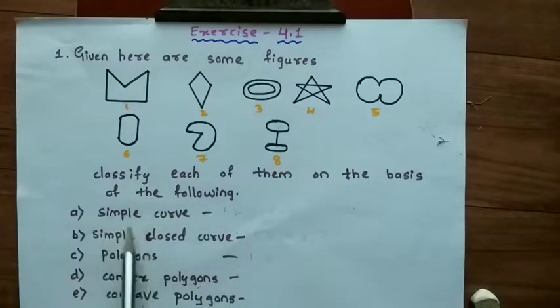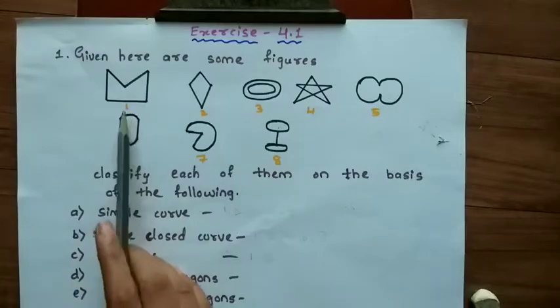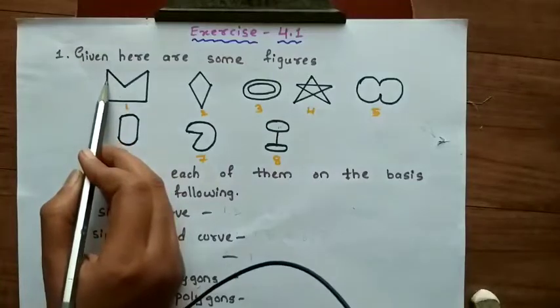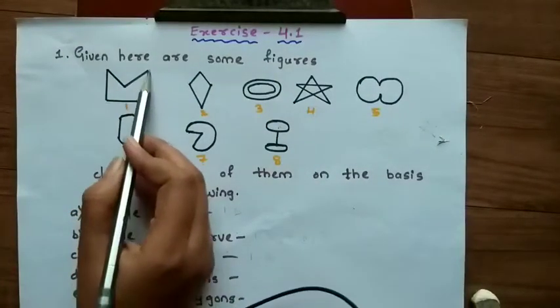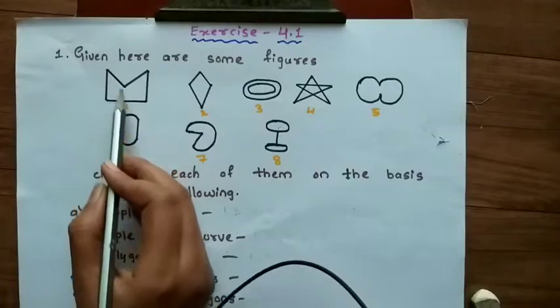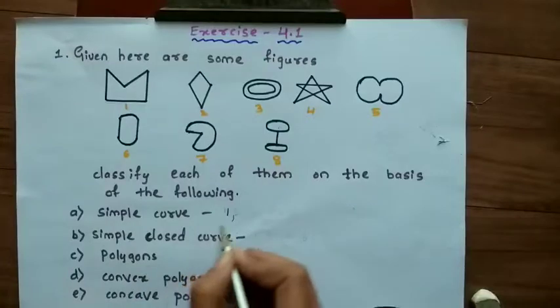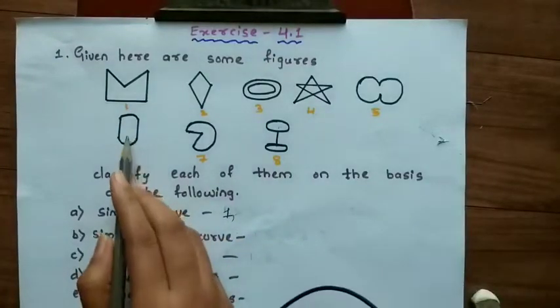So first we have to find the simple curve. What is meant by a simple curve? A simple curve means the figure which can be drawn without relifting our pencil or without retracing any portion. That figure is said to be a simple curve. So first observe figure 1. Here, if I start from this point, without lifting my pencil I can easily draw this figure. Yes, it is. So this type of figure is said to be a simple curve. So figure 1 is said to be a simple curve.